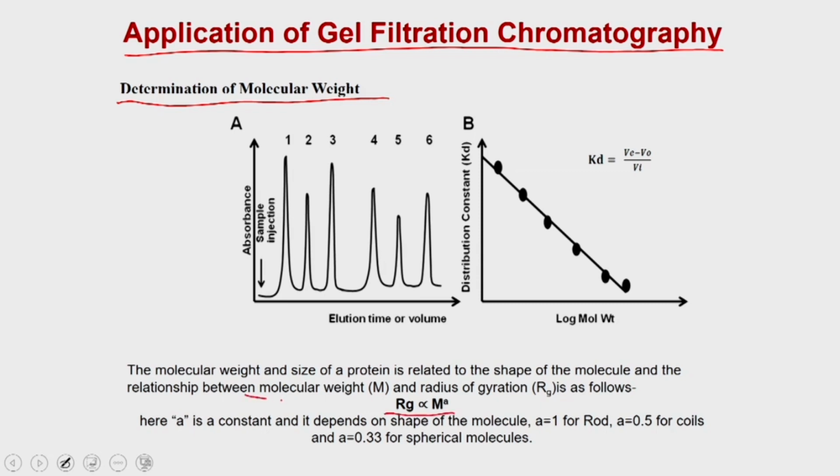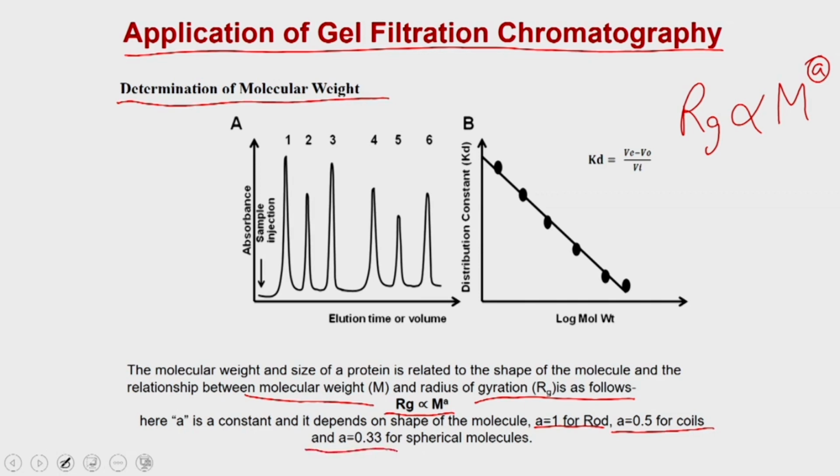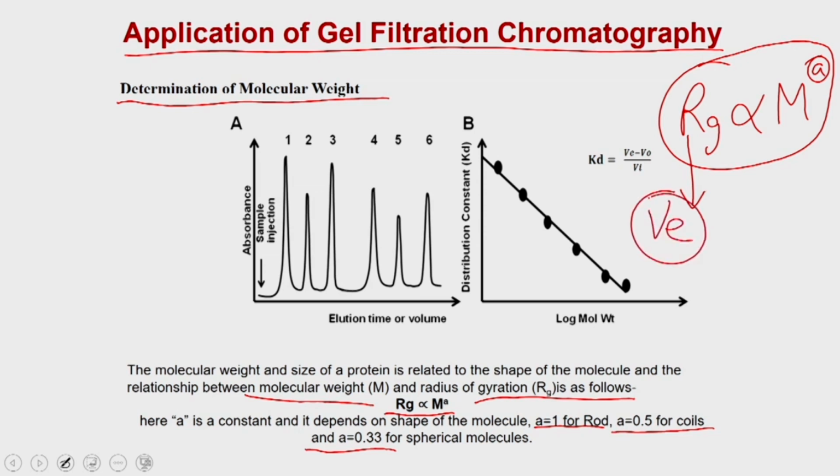This is the formula. The molecular weight and radius of gyration are related, which means Rg is directly proportional to M^a, where a is a constant which depends on the shape of the molecule. a is 1 for rods, a is 0.5 for coils, and a is 0.33 for spherical molecules. Radius of gyration is directly proportional to the elution volume, or VE. This means VE is going to be inversely proportional to the molecular weight.